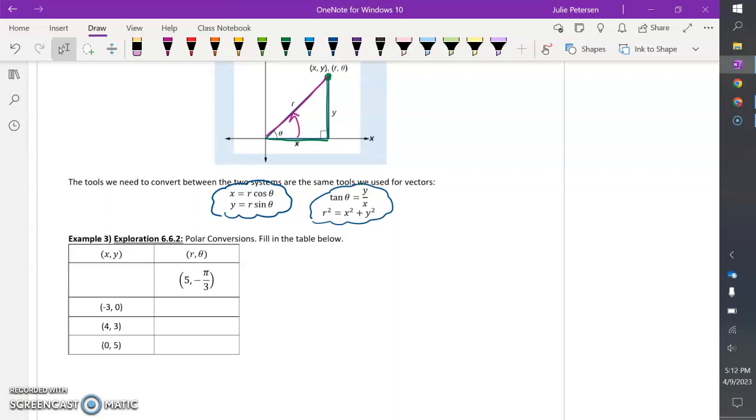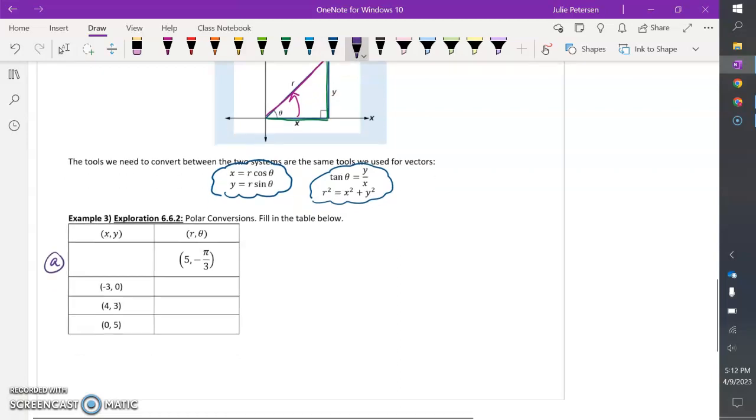So let's start by working through this table, and I'm just going to call this first one A. And we have a polar coordinate. And what we're going to do for polar to rectangular is pretty straightforward. Polar to rectangular.